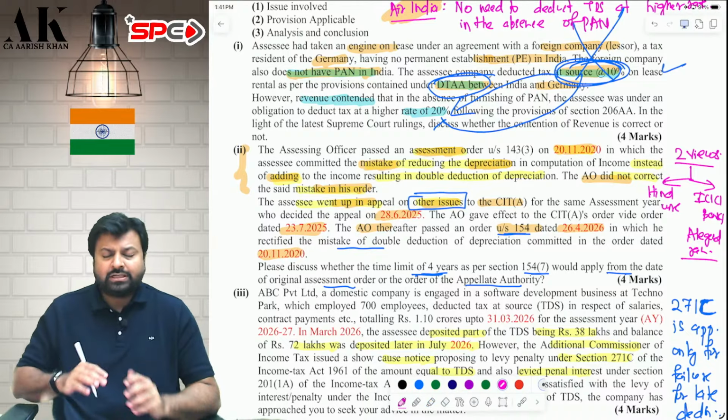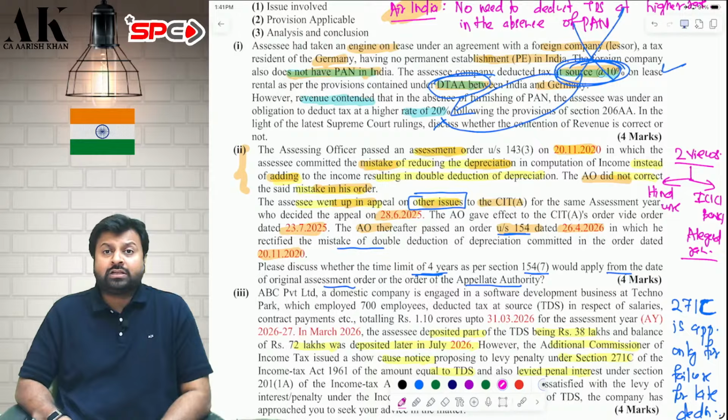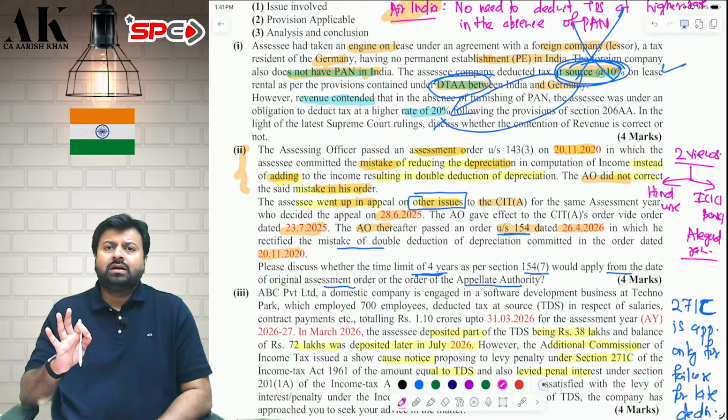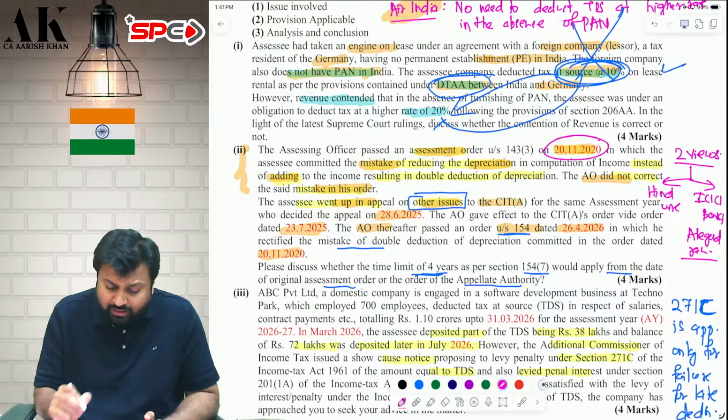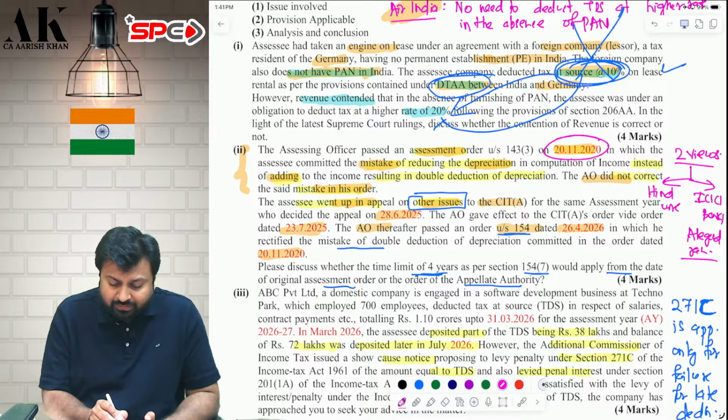Now, the question is, what is the time limit to rectify a mistake? It is 4 years from the end of the financial year in which the order sought to be rectified was passed. The entire issue is from where the 4-year time limit will be counted, whether it should be counted from the original order, or whether it should be counted from the rectified order, or whether it should be counted from this appeal order.